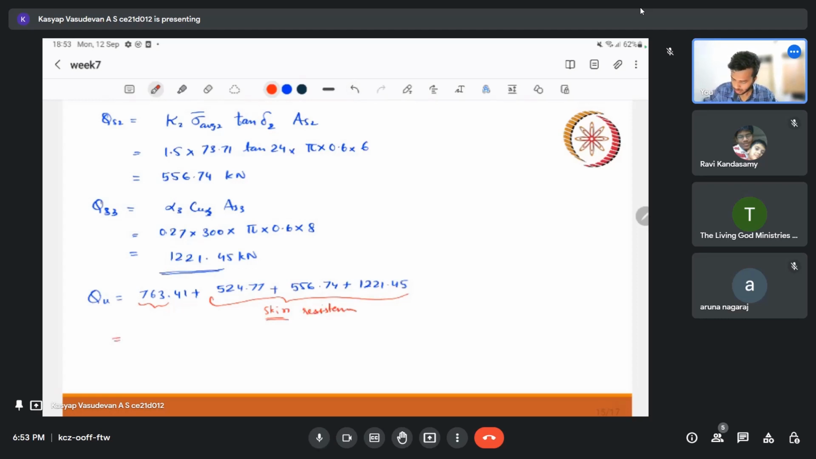So the total will be 3066.37, and if you find our safe QU, with factor of safety, that is 3066.37 divided by 2.4, this will be 548. Okay, so we have an answer.